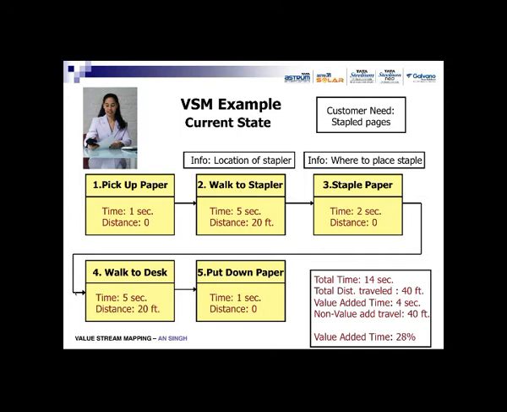Walking to pick up the stapler and walking to the desk to keep the paper is non-value added time. This is generating transport waste, where a 40 feet distance has to be traveled by the operator, which is not adding any value. So this mapping discloses the weakness of the system.